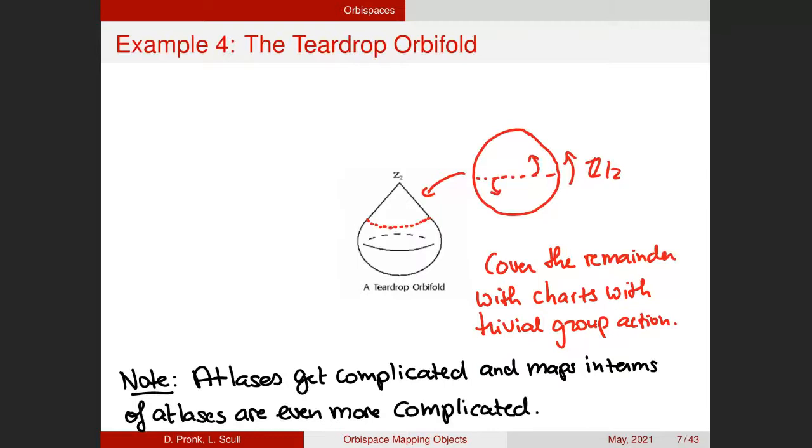So the teardrop orbifold is another one that is often used as an especially good counterexample for lots of things. It's really like a sphere, except there is one special point that is obtained by a rotation action. I took Z2 here. And so we cover the top by this chart with the rotation action, and the rest of the teardrop can be covered by charts with trivial groups.